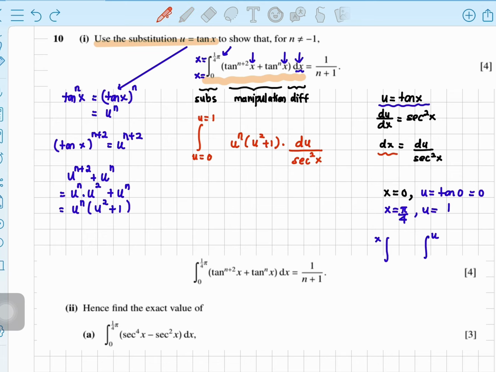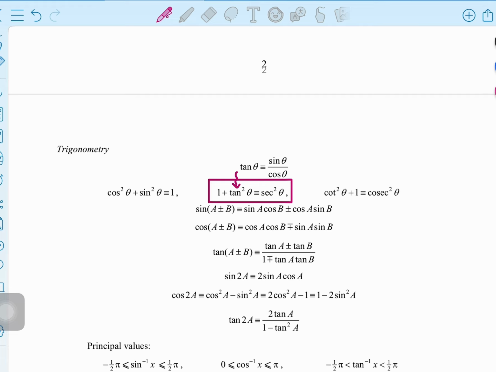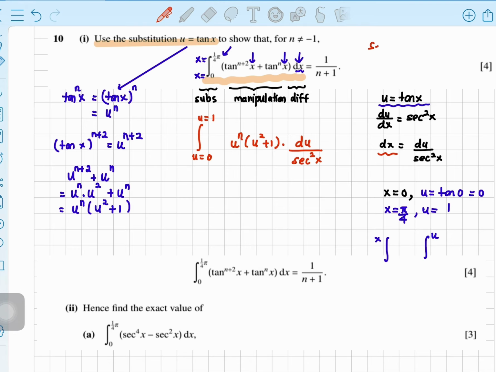So what we can do is go to MF19, and you look here, you have a formula which connects them. Secant squared theta is actually equal to 1 plus tangent squared theta. So we use this to change it. Secant squared x is equal to 1 plus tangent squared x. You use the original variable in the question, x. So 1 plus u squared. How do I do this? I just take this and substitute here. Can you see your secant squared x is now 1 plus u squared, and you can cancel the terms, which will give you u to the power of n du, with limits 1 and 0. Done. Now you can integrate.